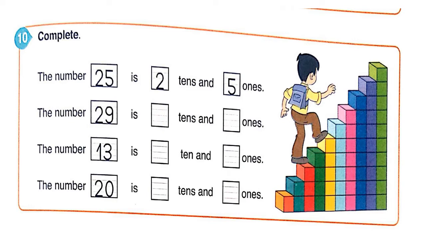The number 29 now is formed from how many tens? We look at the digit to the left. We found it 2, so 2 tens. And how many ones? The digit to the right is 9, so 9 ones. If we have 13, we have 1 ten and 3 ones. The number 20, we have 2 as tens because 2 is written at the left and 0 is written at the right, so 0 ones. We don't have any ones.